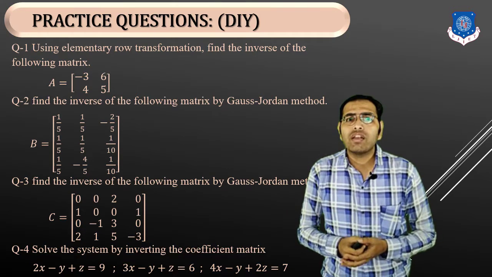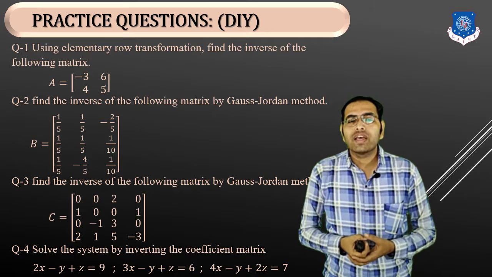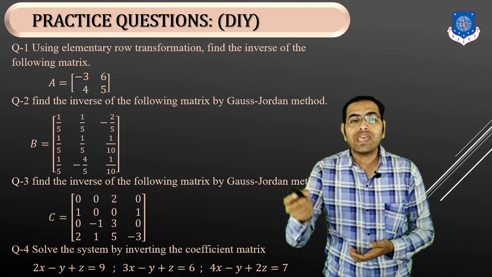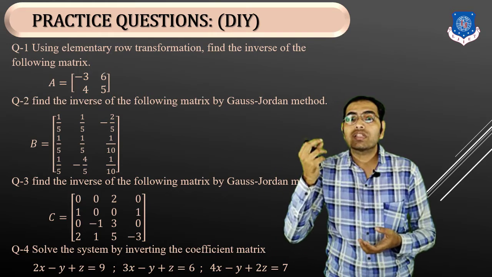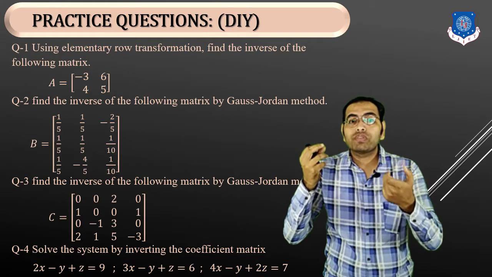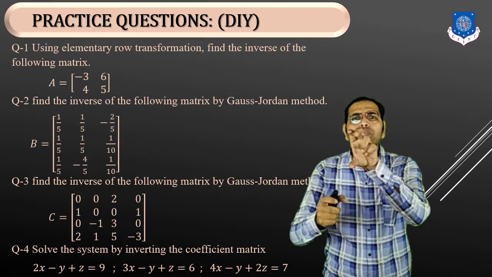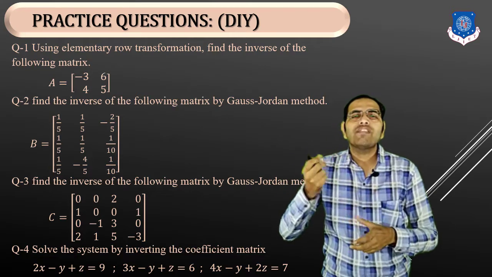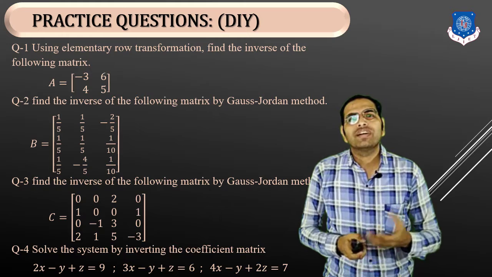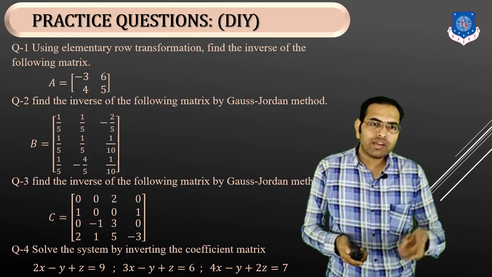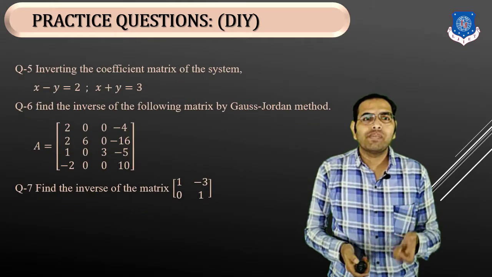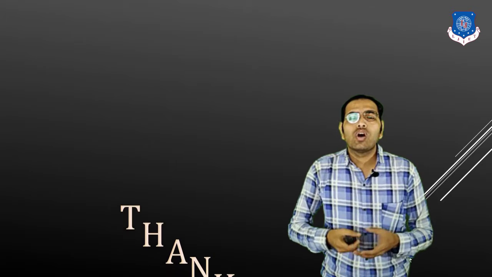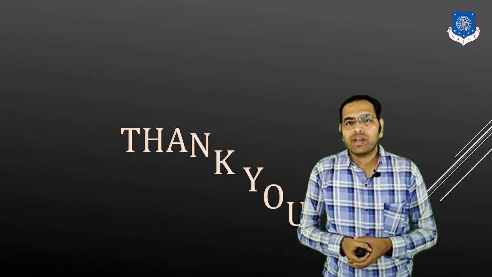Suppose we have to find the values of x, y, z. For that we have the system in the form Ax equals B, then x equals A inverse B. A inverse is the inverse of the coefficient matrix, and the product of that inverse with B gives us the values of x, y, z. Examples number 4 and 5 can be solved by the same method. This is all about the topic of the inverse of matrices.